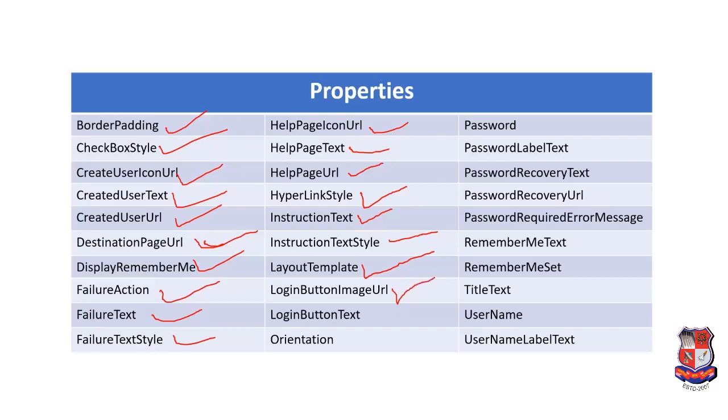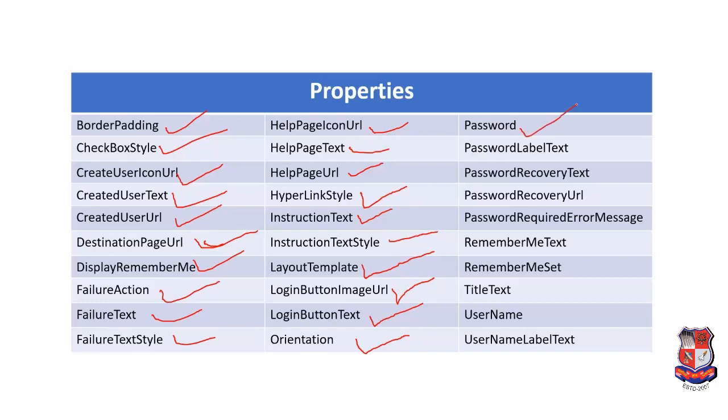Next is login button image URL. It retrieves or specifies the URL of the image to use as the login button. Next is login button text. It is used to specify or retrieve the text for the login control's login button. Next is orientation. It retrieves or specifies the value to specify the position of elements of the login control on the page.